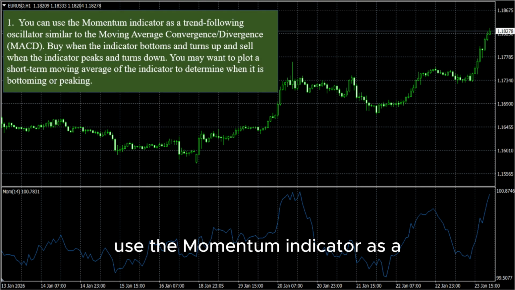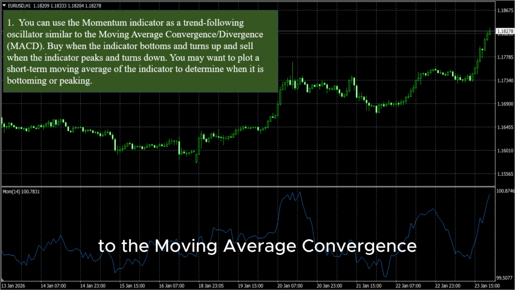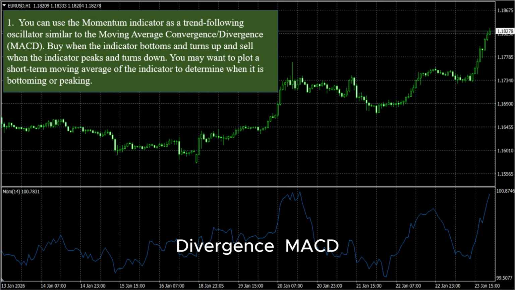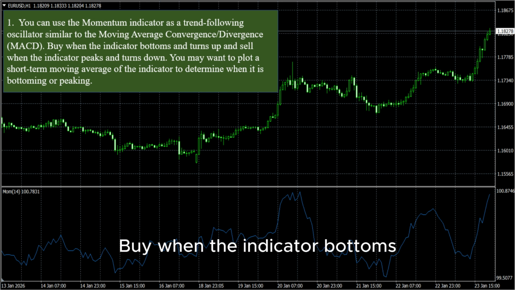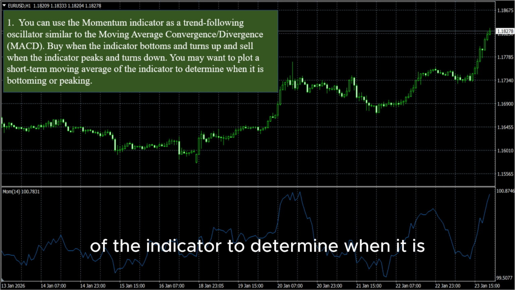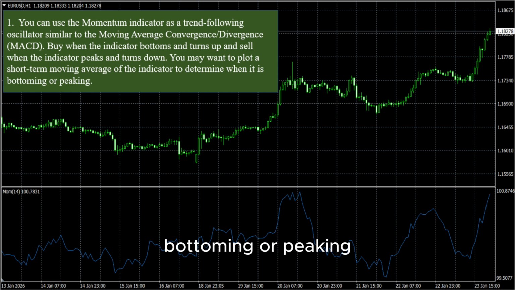First, you can use the momentum indicator as a trend-following oscillator similar to the moving average convergence divergence, MACD. Buy when the indicator bottoms and turns up, and sell when the indicator peaks and turns down. You may want to plot a short-term moving average of the indicator to determine when it is bottoming or peaking.